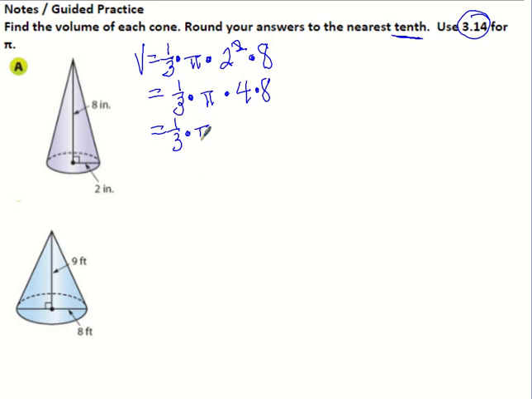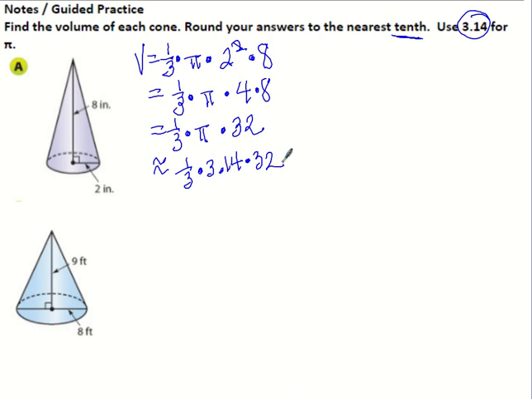1/3 times pi times 32, right? Just going to double check it. I know it's rather check than be wrong. So this is when we're going to have to start using some estimation. So I'm going to go approximately 1/3 times 3.14 times 32.